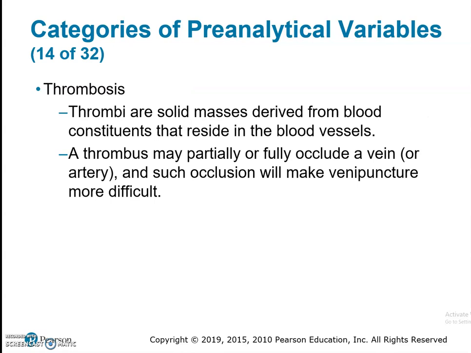A thrombus or thrombi are solid masses derived from blood constituents that reside in the blood vessels. A thrombus may partially or fully occlude a vein or artery, and such occlusions will make venipuncture more difficult. These are things that a patient would be very protective of if they've had a blood clot in their arm. We want to be mindful of that. We don't want it to travel, which could cause an embolus.